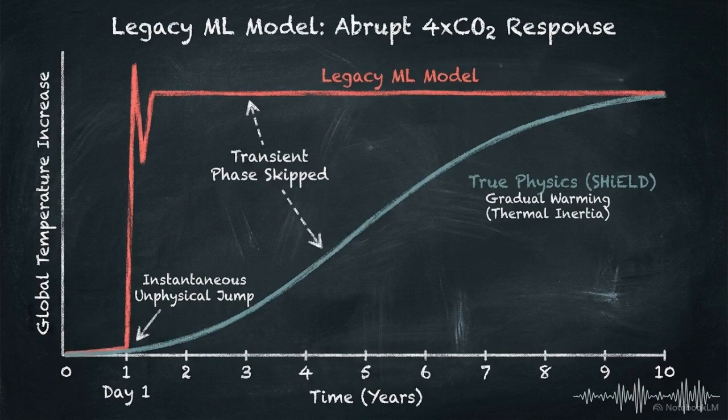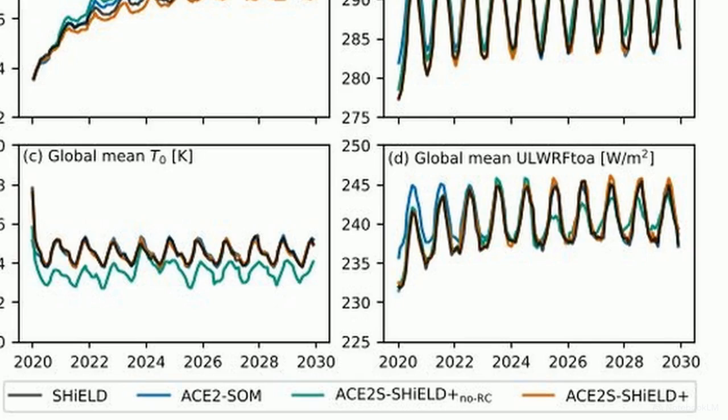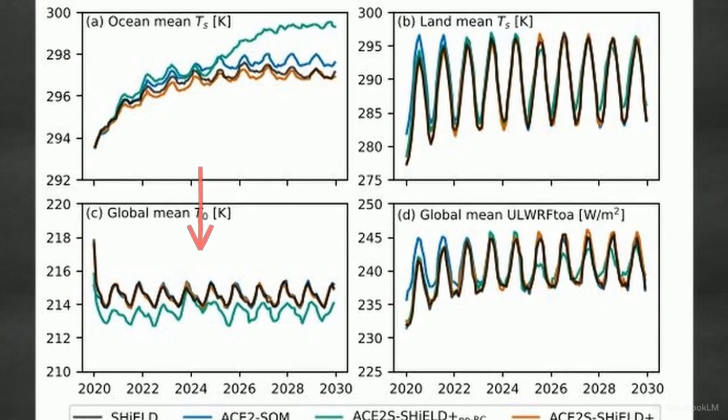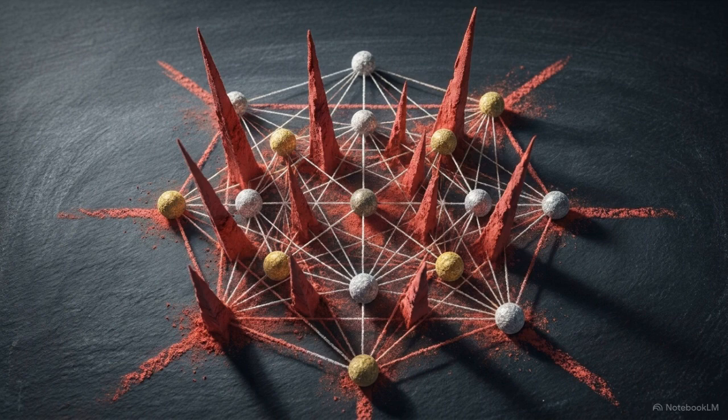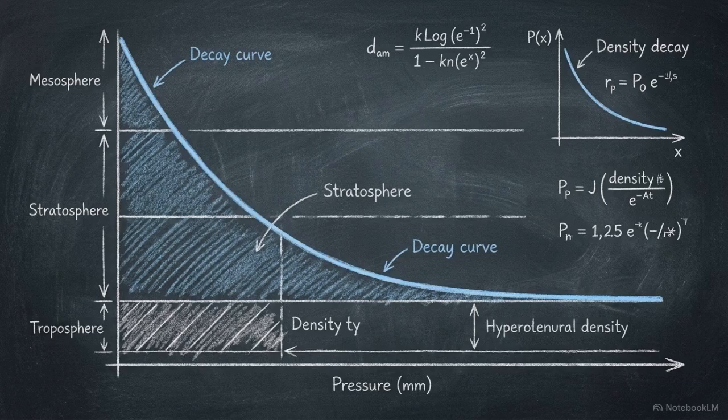The legacy ML model violates this physics. It instantly skips the transient phase, jumping straight to the final 4 times CO2 thermal equilibrium on day 1. These charts show the newly trained ACE2S SHIELD Plus model succeeding where the legacy model failed. Panel C shows the precise stratospheric temperature tracking, while Panel A shows the slow, accurate ocean surface temperature equilibration over the full 10 years. Exposure to those abrupt, randomized CO2 spikes during the synthetic training phase provided the network with the exact e-folding timescale required to emulate stratospheric adjustment.